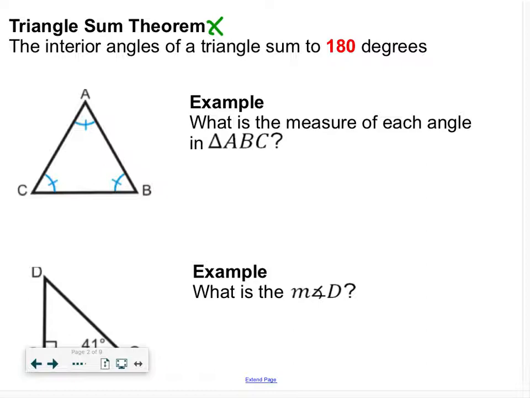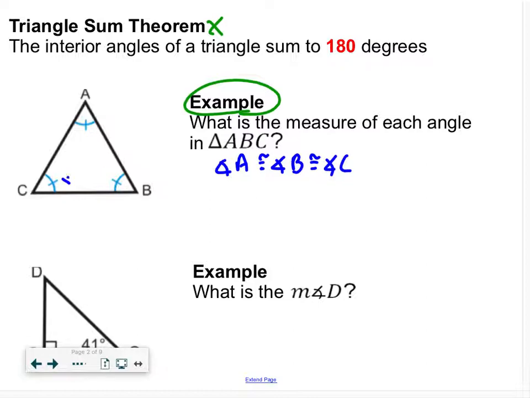When I take a look at this first example here, what is the measure of each angle in triangle ABC? Now, some of us might know this one right away, that it's 60, but if we were trying to actually figure it out algebraically, we know that angle A is equal to angle B is equal to angle C. So they're all the same angle.